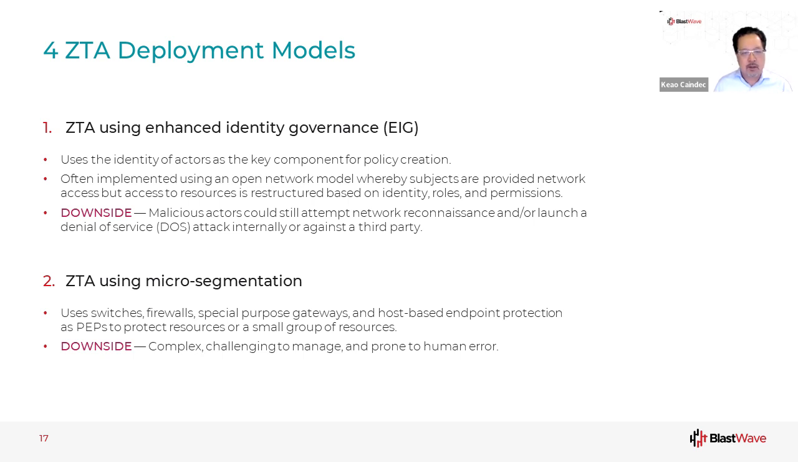So it might be an open network model where you can provide access to resources, but they're based on identities, roles, and permissions. The problem here is that with this model, actors can still attempt a lot of reconnaissance on the network. There are a lot of DDoS attacks, internal problems. It doesn't really solve the issue because you're putting so much emphasis on identity, and it has to go hand in hand with number 2, which is ZTA being deployed with microsegmentation, switches, firewalls, gateways, those sorts of things.